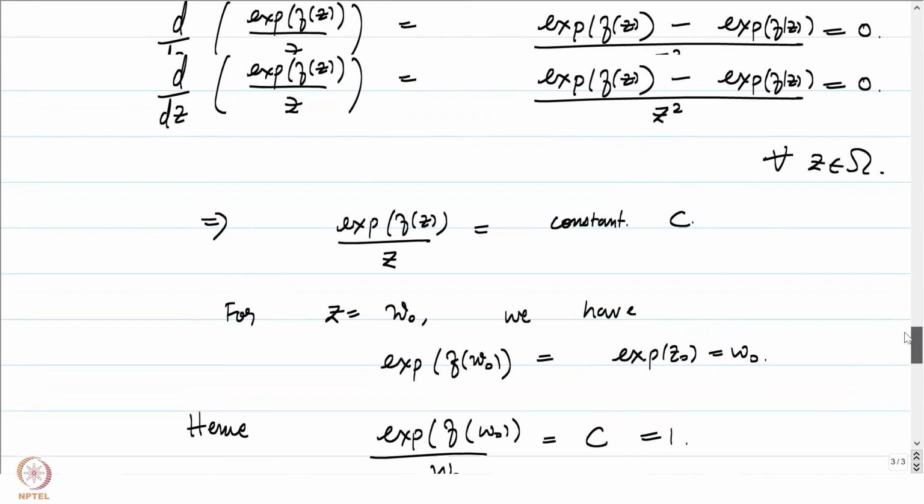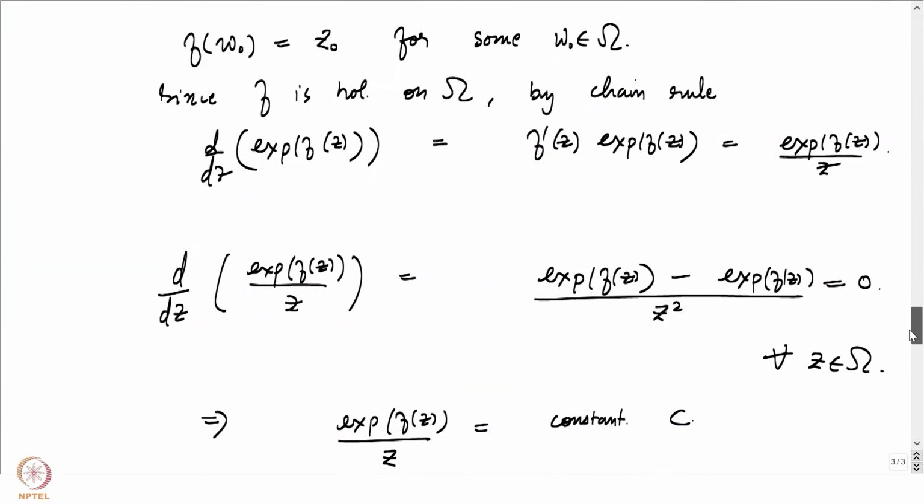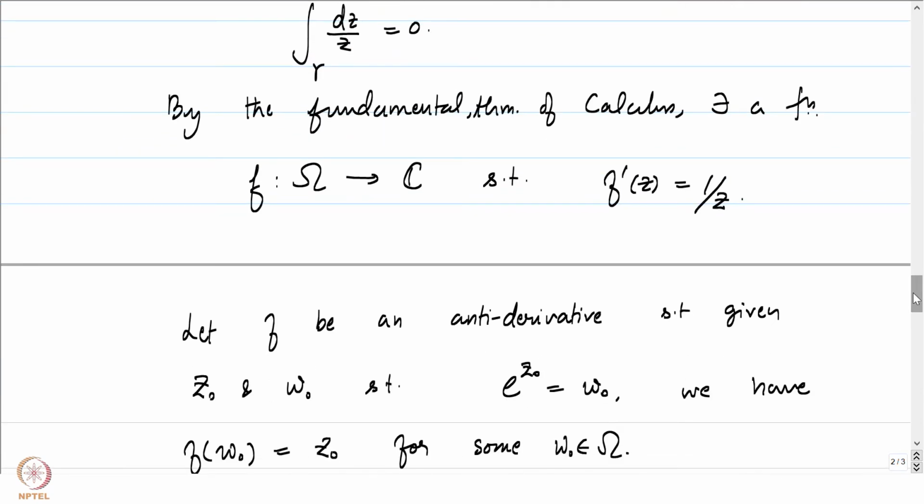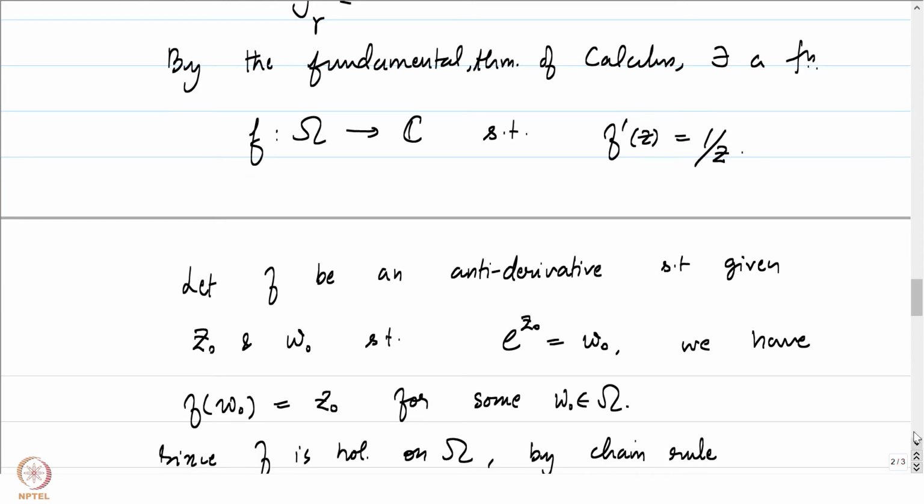So look at the route we took here. What we did was that we started off with a simply connected domain in C star, and then we tried to get hold of an antiderivative of the function 1 by z, which was possible by Cauchy's theorem and the fact that omega is simply connected. Because omega is a simply connected domain away from the origin, the function 1 by z was holomorphic on omega, and we could get hold of one such function f.